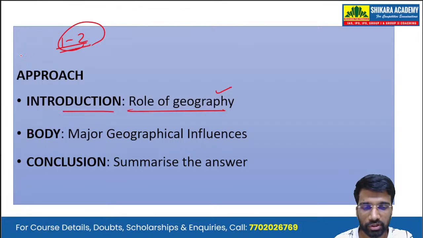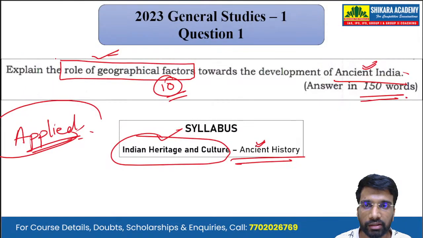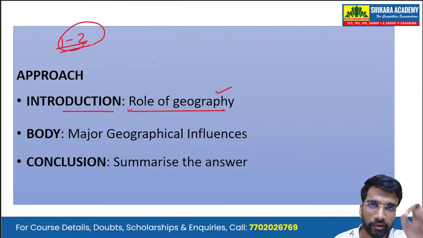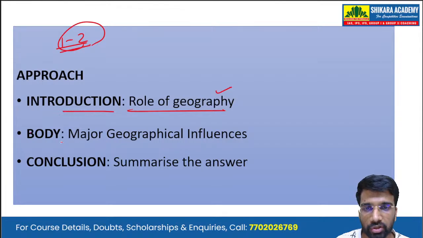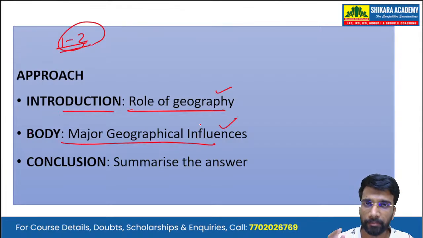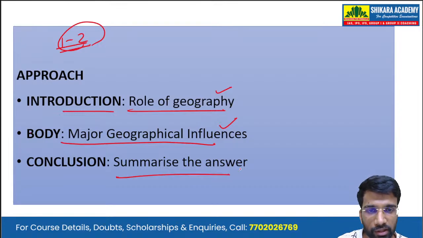And what is the demand of the question? The demand of the question is that we have to write the role of geographical factors. That means what major influences there were. So major geographical influences we have to discuss in the body of the answer. Then in the conclusion, we will be summarizing the answer in just 1 to 2 lines.